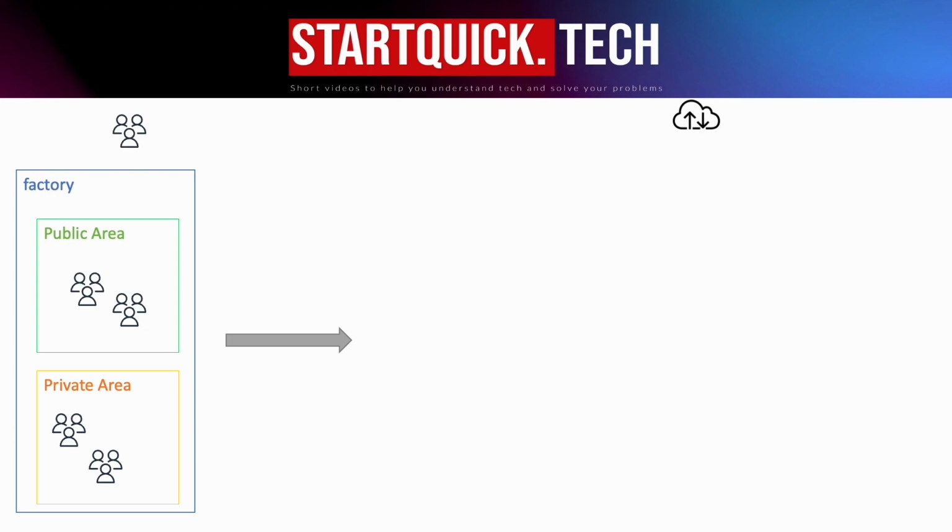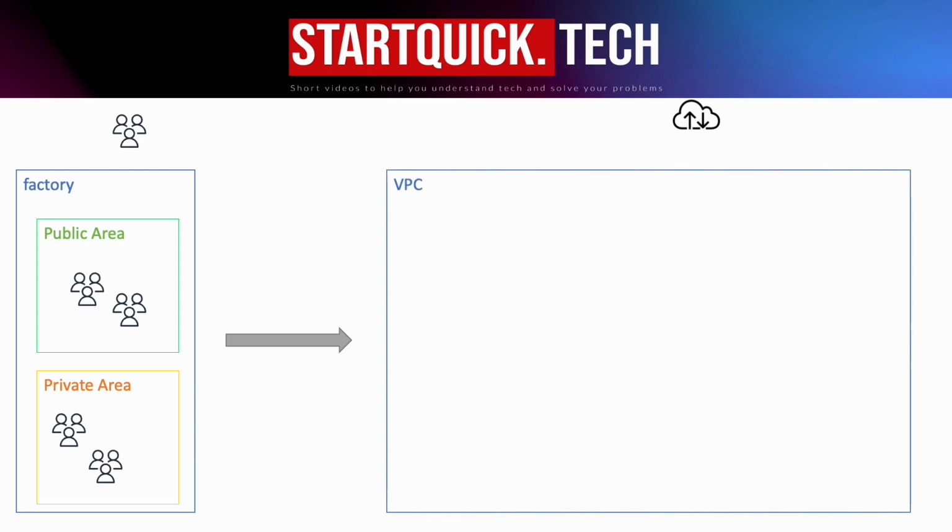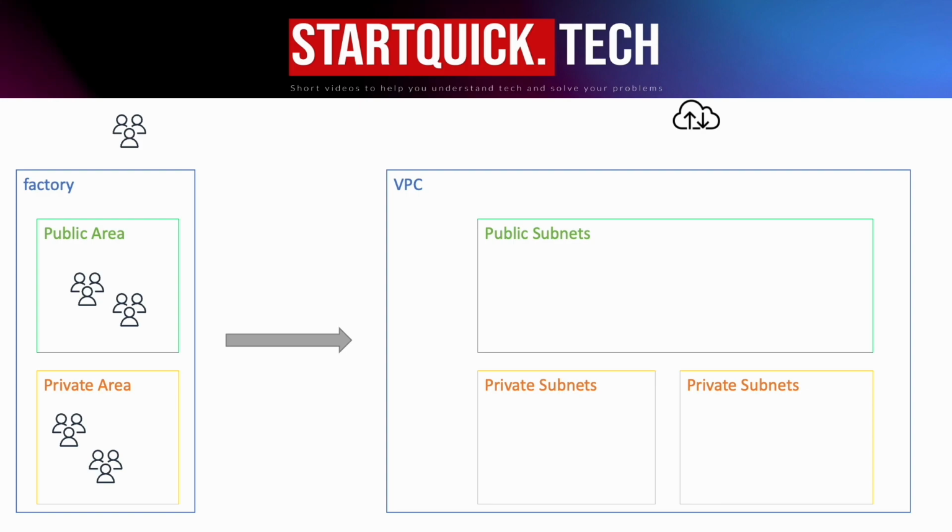The factory is like a VPC, which is a virtual private cloud. This is a private virtual network with an IP CIDR range. The number of IP addresses is directly related to the size of the CIDR range. The public area is like a public subnet, and the private area is like a private subnet.